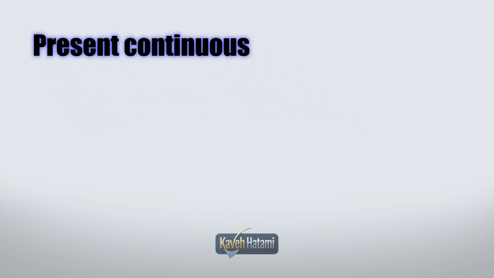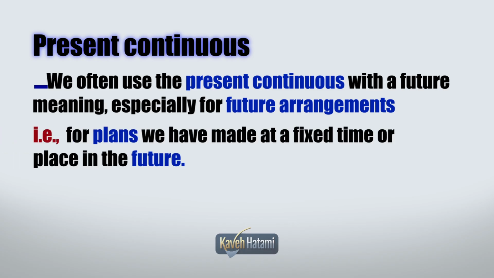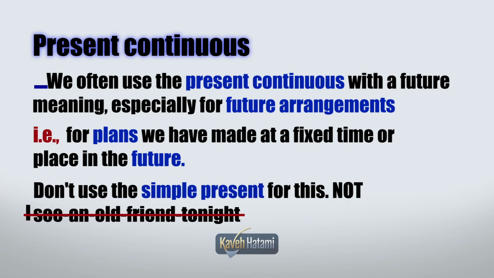Present continuous. We often use the present continuous with a future meaning, especially for future arrangements. It means for plans we have made at a fixed time or place in the future. Don't use the simple present for this. For example, I see an old friend tonight is completely wrong.